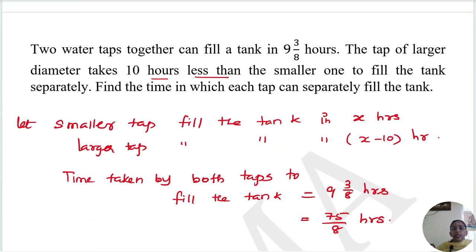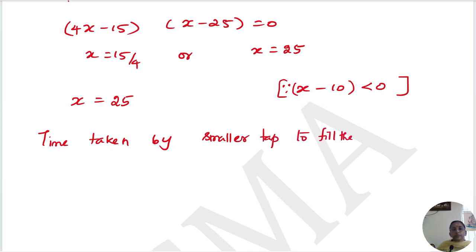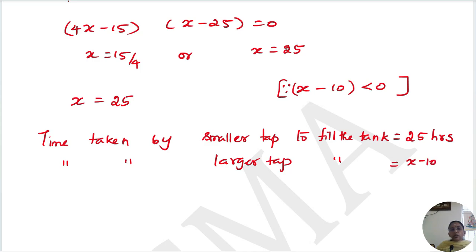So what is our x in our condition? The smaller tap fills the tank in x hours. So you can declare your answer: the time taken by the smaller tap to fill the tank is equal to 25 hours, and the time taken by the larger tap to fill the tank is x minus 10. So 25 minus 10 is equal to 15 hours. That's all.